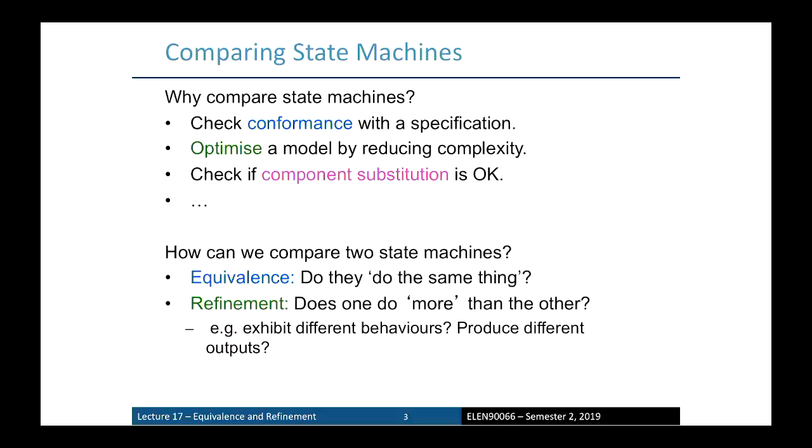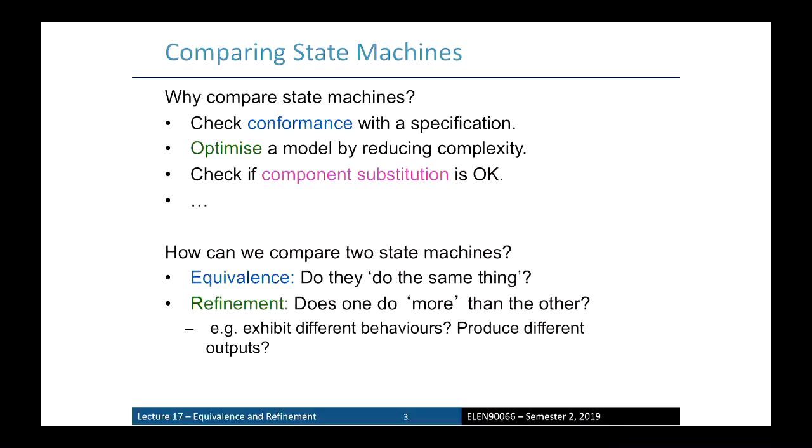So how do you compare the two machines? We're going to look at two notions today. One's called equivalence, and the question that can be asked is, do the two machines do exactly the same thing? There's some subtle things we have to cover there. And then refinement. And that is, does one machine do a bit more than the other? So maybe it's got a more complex operation, it can do more, but it does enough to satisfy what another machine does.